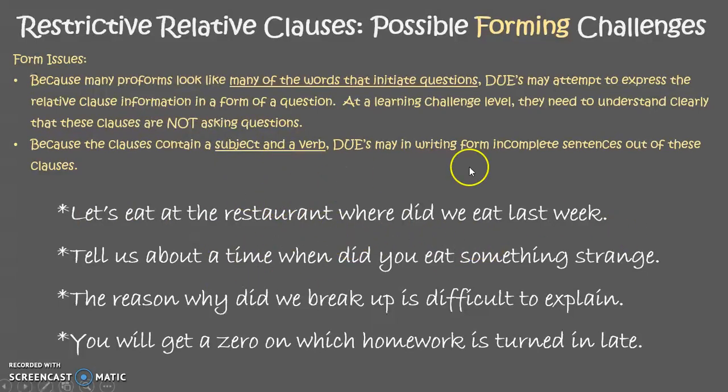And also, you may often see these clauses left as incomplete sentences as students are grasping their understanding of when a complete idea has been expressed and something can stand alone as a sentence.